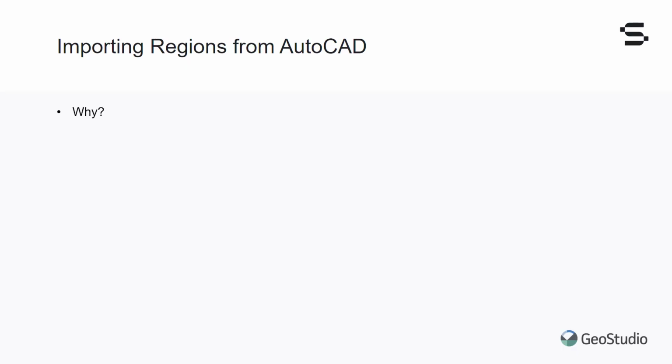GeoStudio has the ability to import region geometry from Autodesk DXF or DWG files to help reduce the effort of recreating a problem geometry already modeled in AutoCAD, Civil 3D, or some other application. Since AutoCAD and other applications that produce these files are unaware of the requirements of GeoStudio, modelers using these applications need to consider GeoStudio requirements if they intend to eventually import these files into GeoStudio.